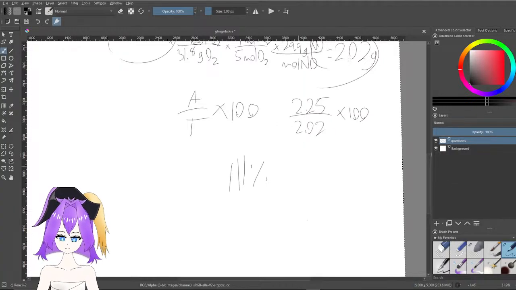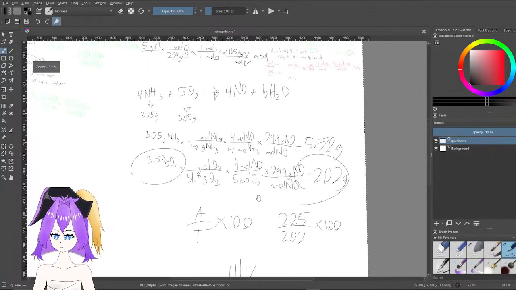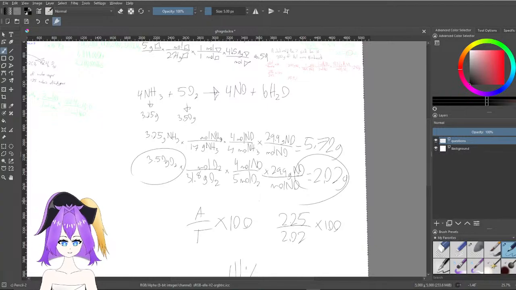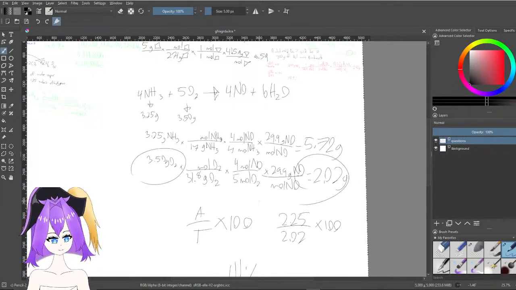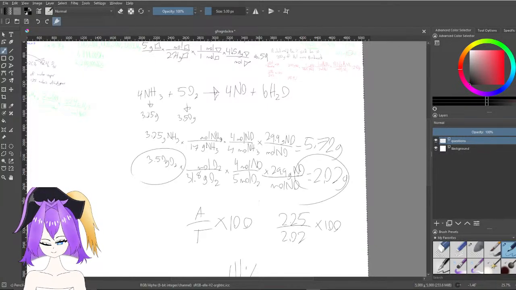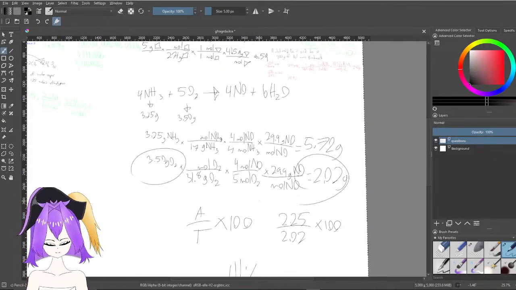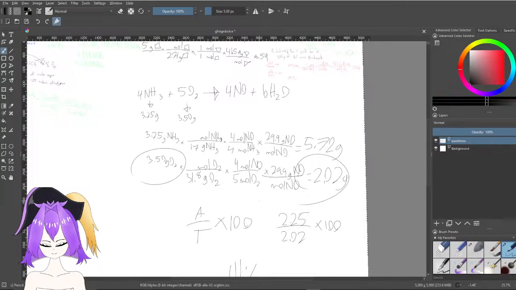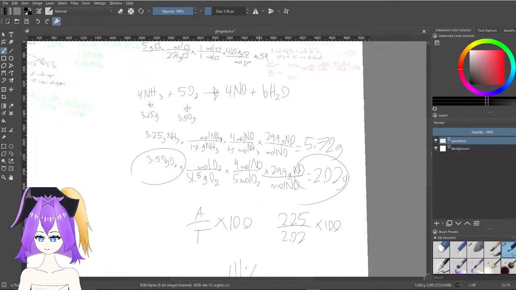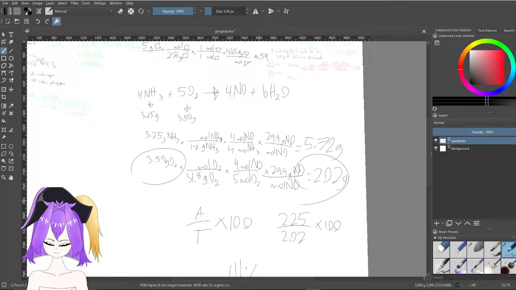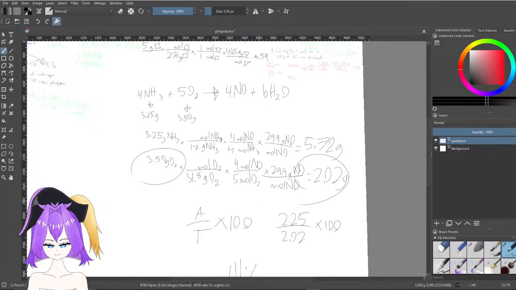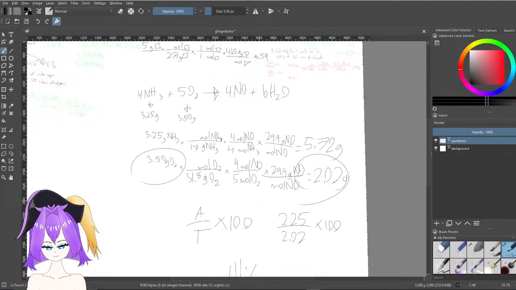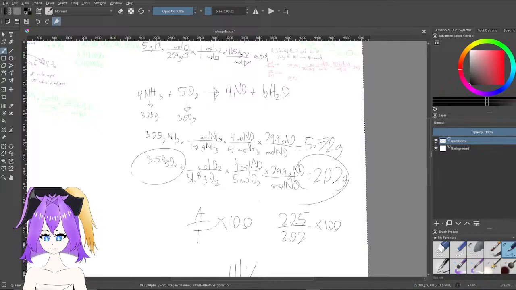Anyways, I'm just going to zoom out. I'm going to copy down my work back to my paper. So that's 3.25 grams of ammonia, 17 grams, times 4 moles of NO over 4 moles of NH3, times 29.9 grams of NO.